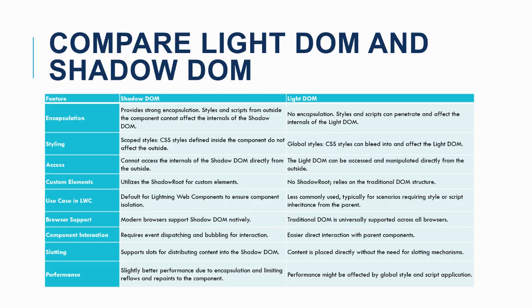Now, if we talk about custom elements, shadow DOM utilizes shadow root for custom elements because it has a concept of shadow root and shadow boundary, with the help of which it can define its own clear shadow boundary. But in case of light DOM, it doesn't have shadow root, so it has to rely on the traditional DOM structure.